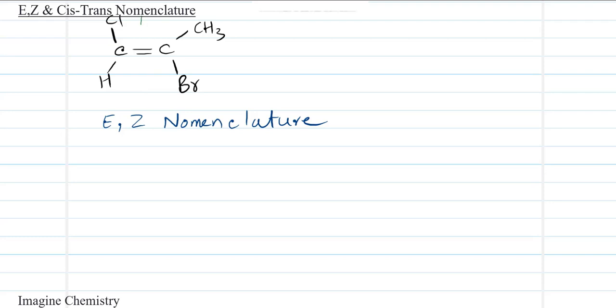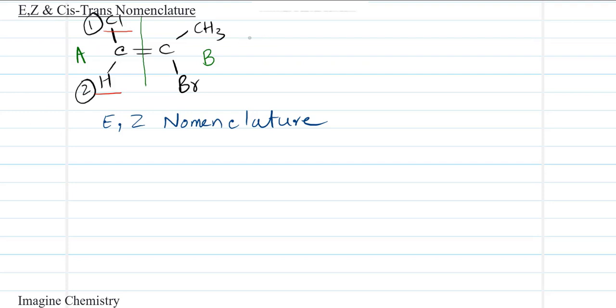Divide this molecule into two parts, and work on each part separately. Let's say we name this part the A part of the molecule and this part the B part. Look at the A part. Now there are two groups: the first one is the chlorine group and the second one is the hydrogen group. Which has the higher atomic number? You must know that chlorine has the higher atomic number, so it will have the first priority in these two groups, right?